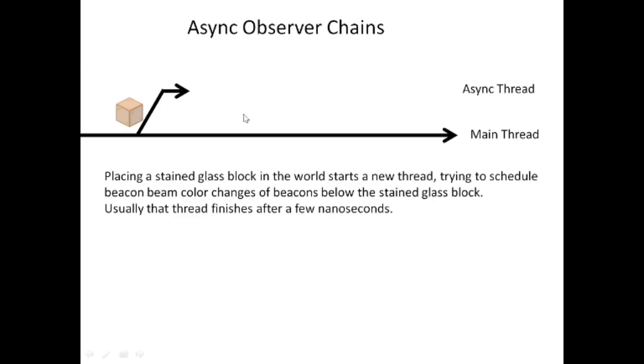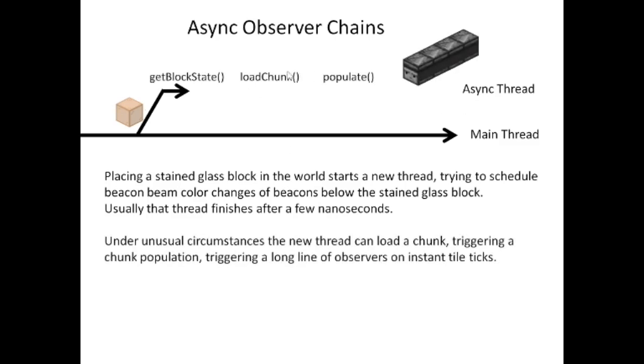But what Coolmann, Earth Computer and Xcom discovered is that you can make this async thread last much longer if you get the right circumstances. So under very unusual circumstances, you can use the async thread to load a chunk. And if you manage to load a chunk using the async thread, then you can also trigger a chunk population. And if you can trigger a chunk population, then that sets blocks, and you can detect these blocks using an observer chain on instant tile ticks. And because these observer chains on instant tile ticks are exponentially laggy, you can then make the async thread live as long as you want.